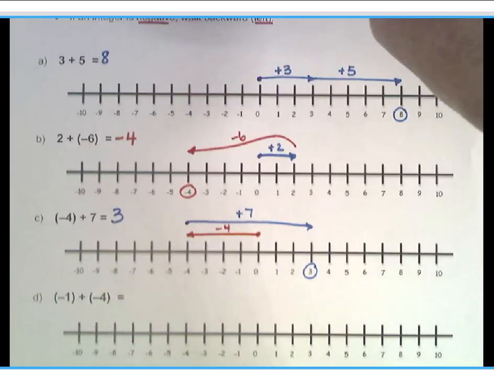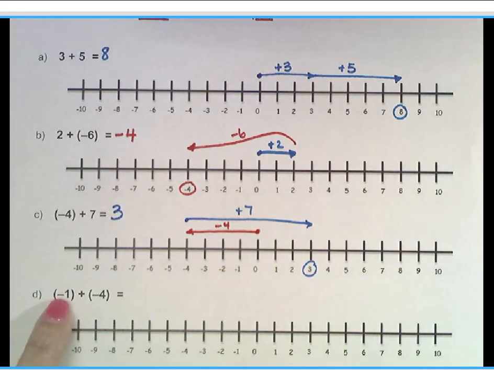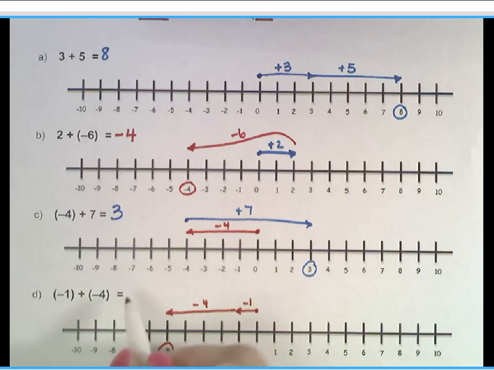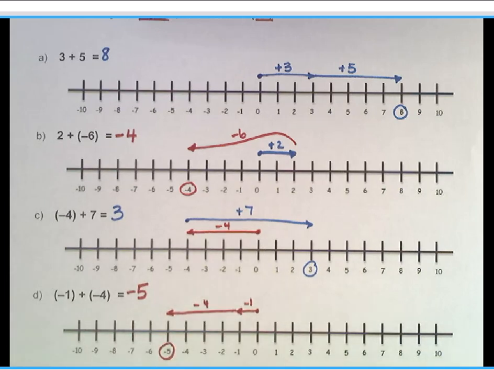And then the last one, everybody's negative. So it's a -1 plus even more negatives. So we're going to go back 1, and then we're going to keep going back 4 more. If everything is negative, then it makes sense that your answer is negative. In this case, it would be -5.